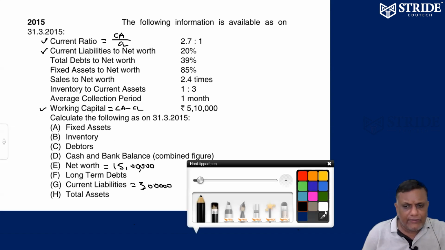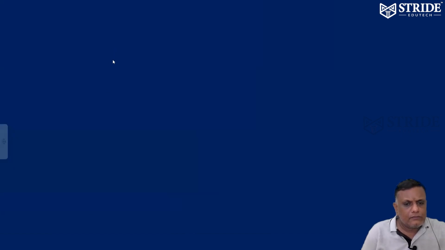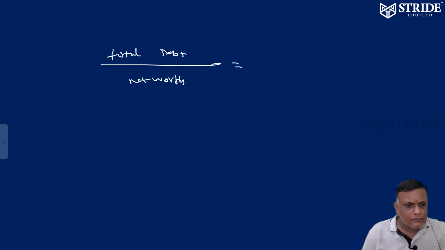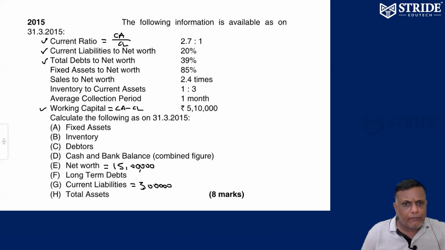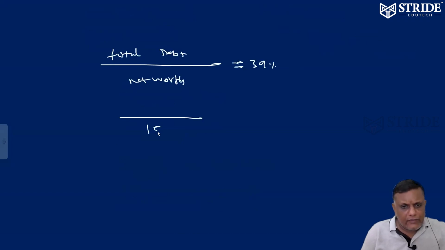Next one. One by one we draw slowly. Here, total debt by net worth is equal to 39%. Net worth is 15 lakhs.